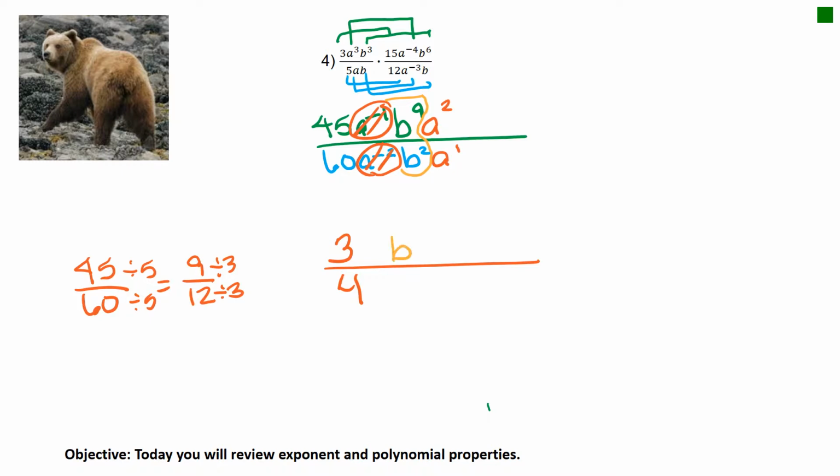There's more b's on the top. There's 7 of them. Look at the a's, 2 a's on top, 1 a on the bottom. So there's 1 a left on top. Remember, when you're dividing the same base, you subtract.